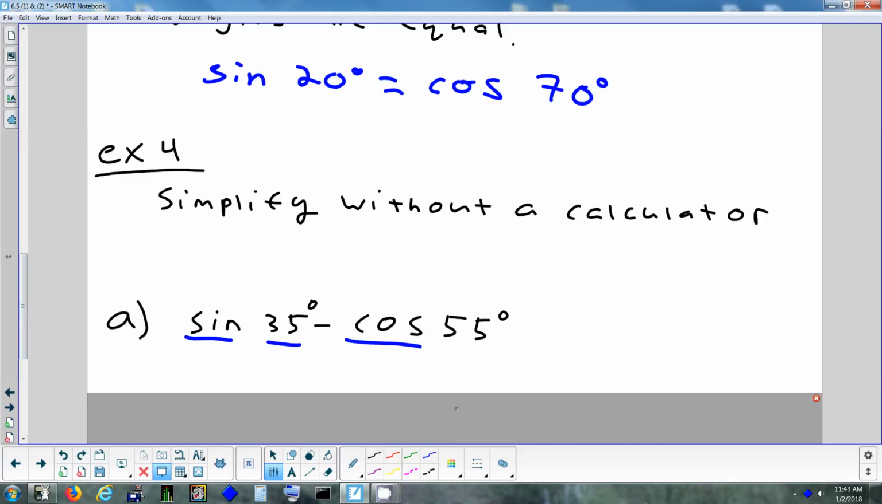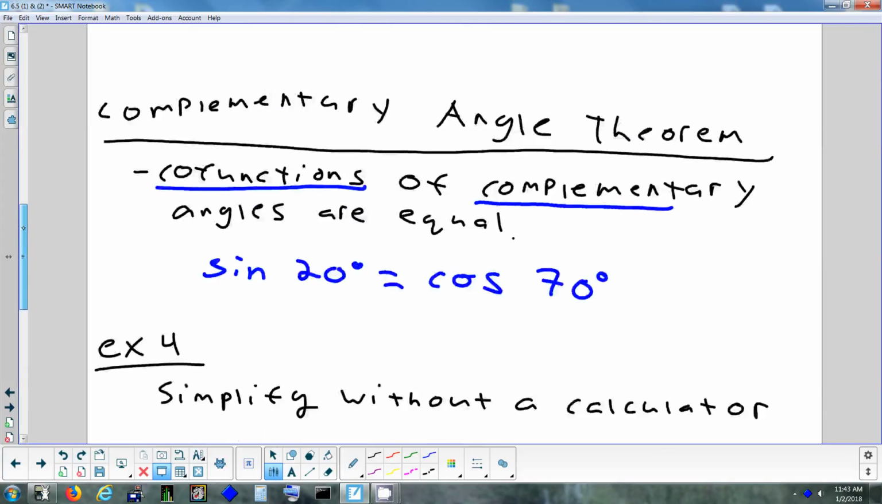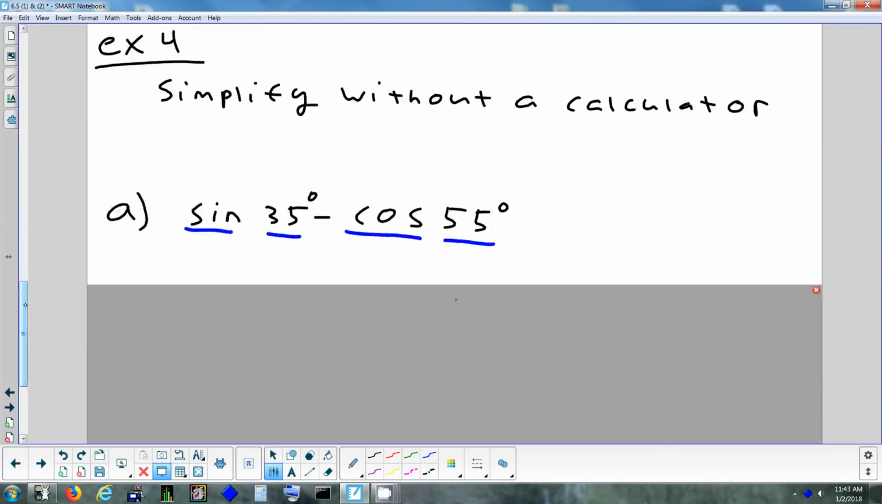And then what about 35 and 55? They're complementary. So this theorem applies. Cofunctions of complementary angles are equal. So what does that mean you'd get when you subtract? 0. If you're trying to figure out what's the sine of 35, you're thinking about it the wrong way. I have no idea what the sine of 35 is. I have no idea what the cosine of 55 is. But I know they're the same. And in math, if you subtract two things that are the same, you get 0. That's it.